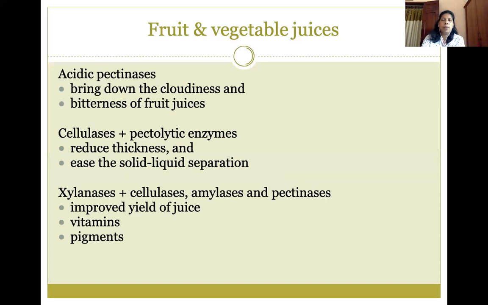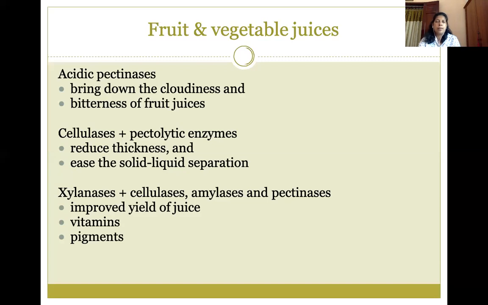Then fruit processing, the fruit and vegetable juice industry: acidic pectinase brings down the cloudiness and the bitterness of fruit juices, which is very important. The bitterness is coming from the outer peel, from the tannins. Then cellulases and pectolytic enzymes reduce thickness and ease the solid liquid separation. Once the solid liquid separation happens, the thickness goes down, then you can get very thin fruit juices.